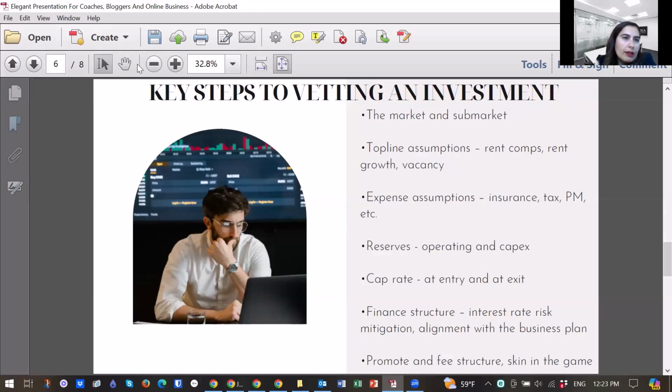So usually where I typically start when an investment opportunity is presented to me, again, I invest both actively and passively, I start with the market and submarket, because there are a lot of things you can do to a property to execute on the business plan. There are a lot of things you can do to improve it, but the one thing you cannot do is lift it and shift it to a different location.